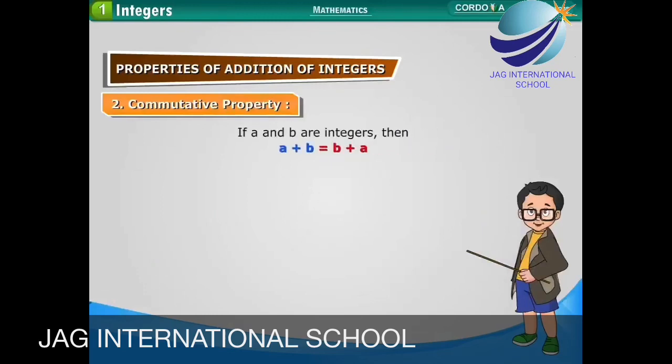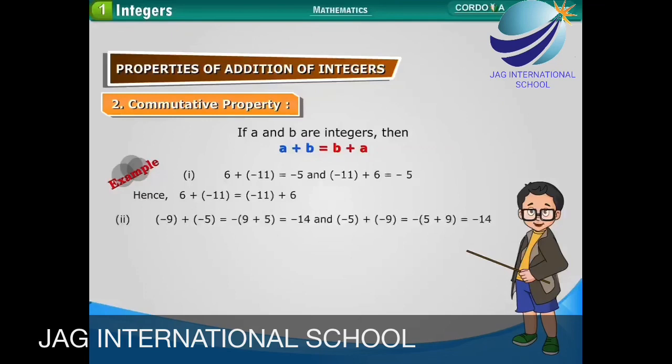Commutative property. If a and b are integers, then a plus b is equal to b plus a. Example: 6 plus negative 11 is equal to negative 5, and negative 11 plus 6 is equal to negative 5. Hence, 6 plus negative 11 is equal to negative 11 plus 6.